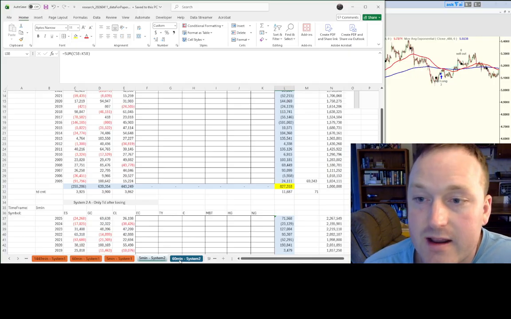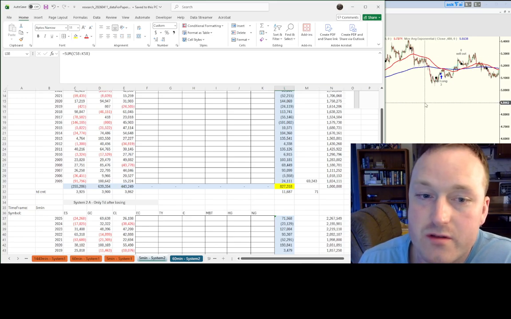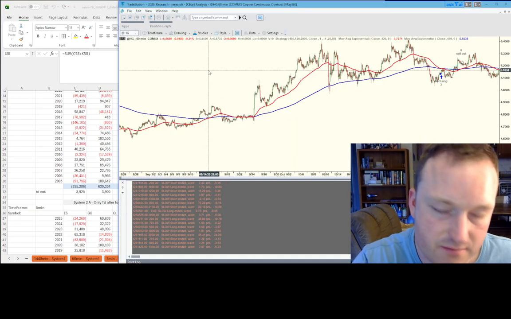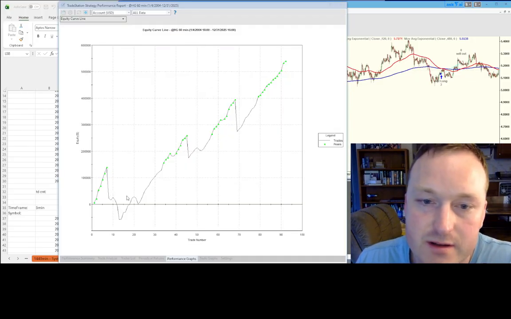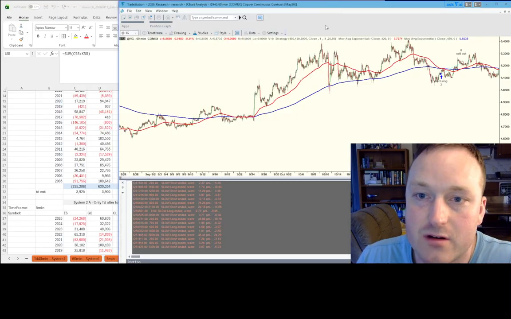We should mean revert that next trade. So I want to show you the results. I think this is copper doing exactly that. You can see it looks phenomenal.